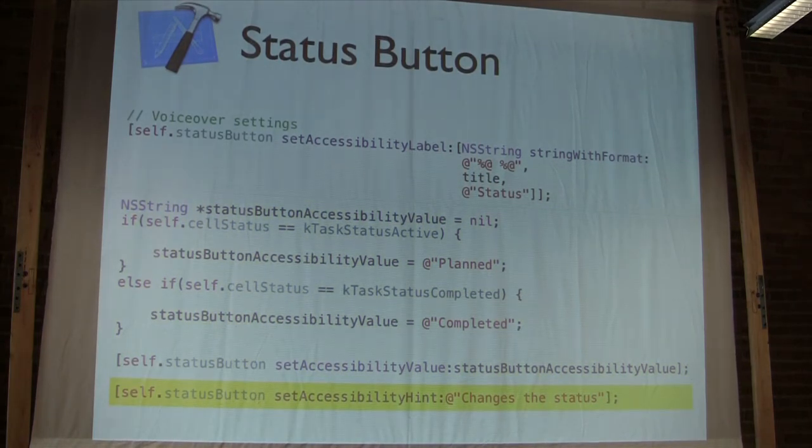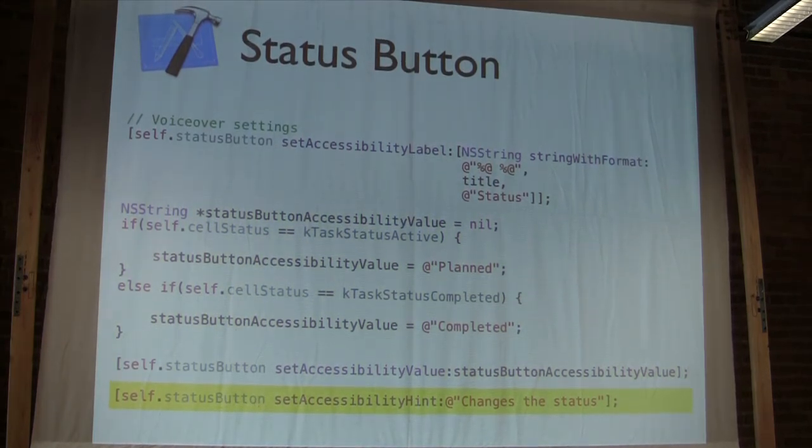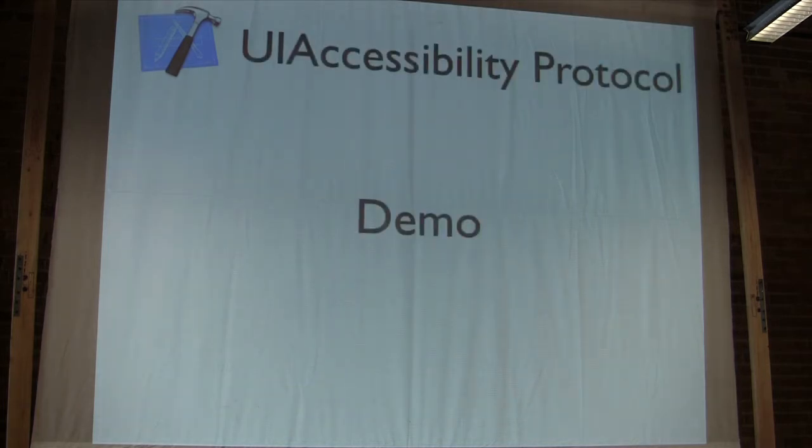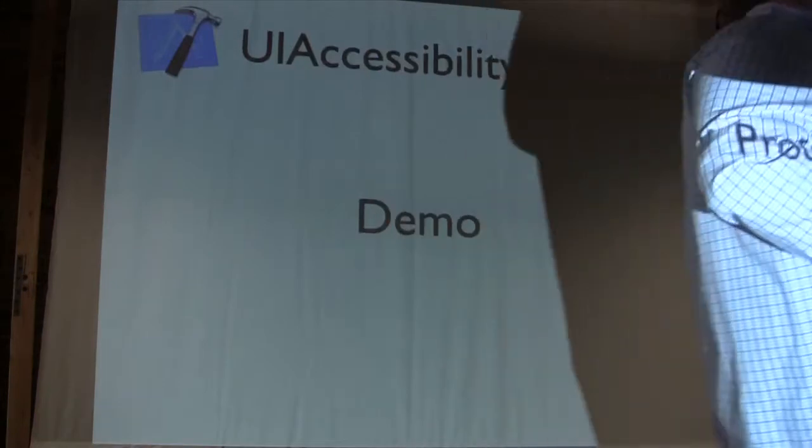And then finally, we're going to give a hint as well, because it might not be completely obvious what a status button does. And so we want to make sure that the user knows that when you activate this control, it's going to change the status. And so we're going to put all of these in the configuration section of your table view cell, and then we will recompile, and we'll go back to the device.